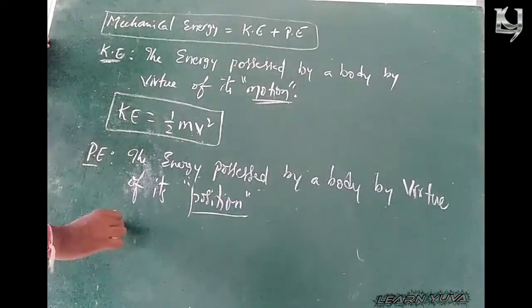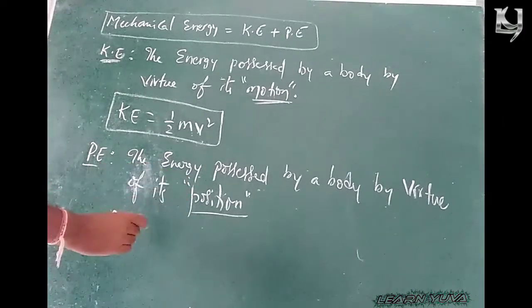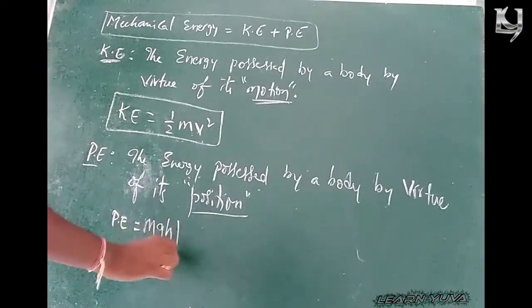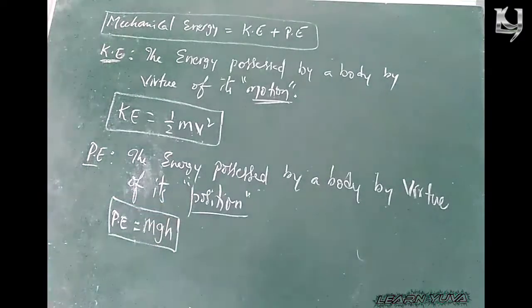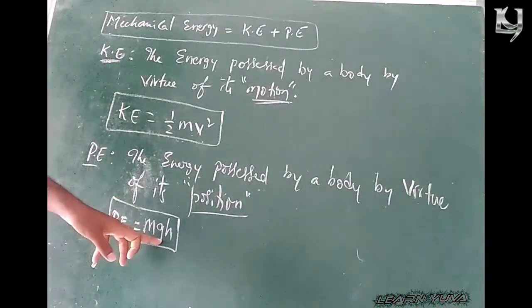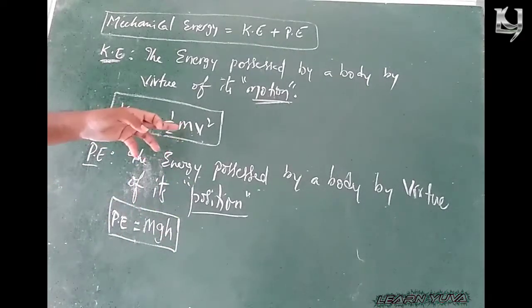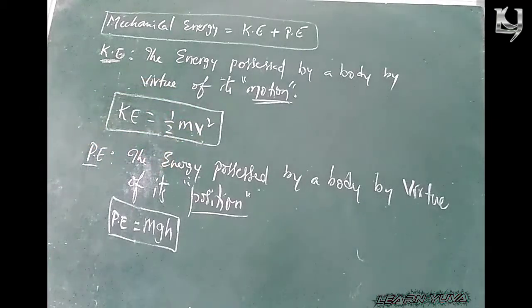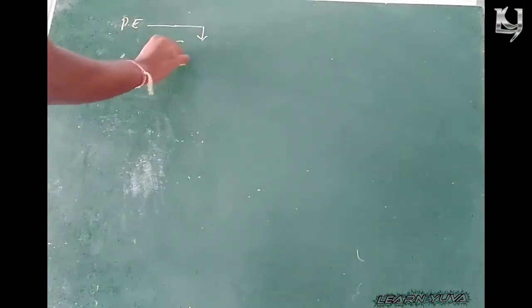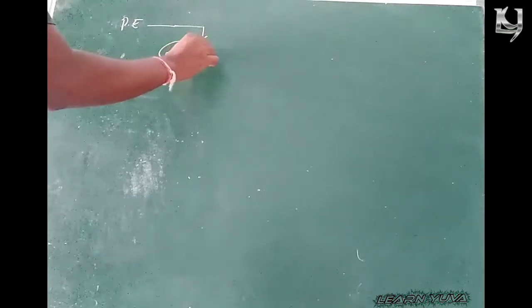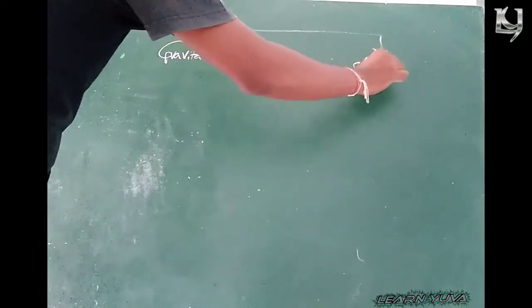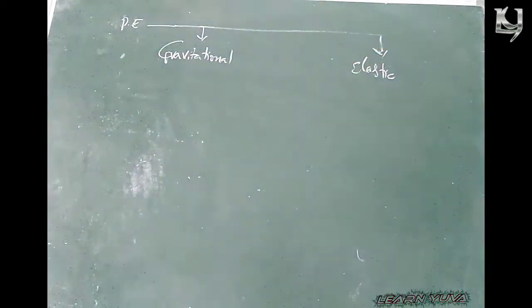Since potential energy depends upon height, the potential energy has the formula mgh, where m is mass, g is acceleration due to gravity, and h is height. In kinetic energy, K is equal to half m v squared, where half is a constant, m is mass, and v is velocity. This potential energy is again classified into two types: gravitational potential energy and elastic potential energy.